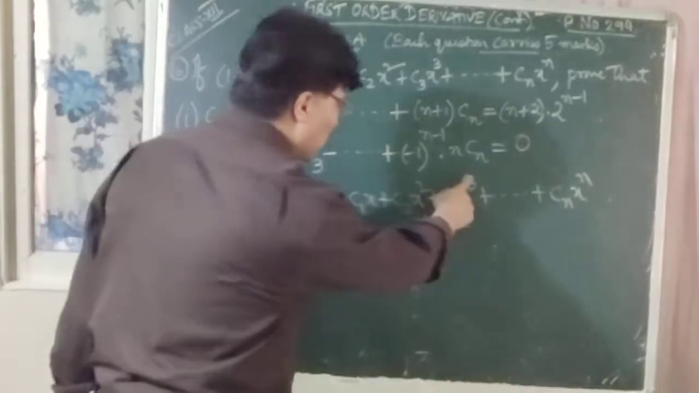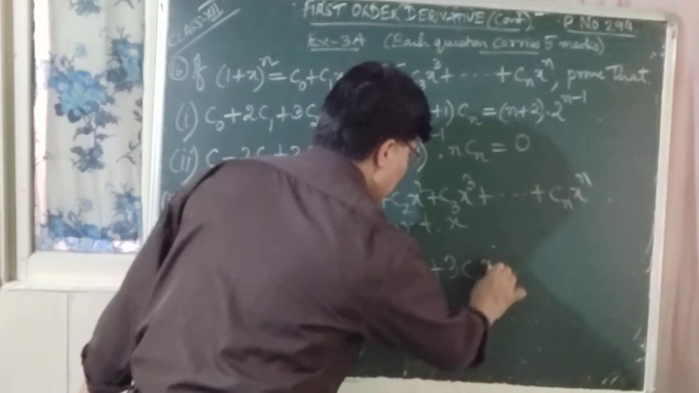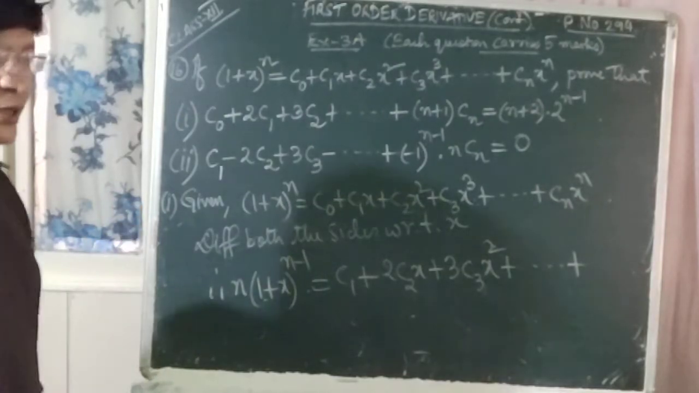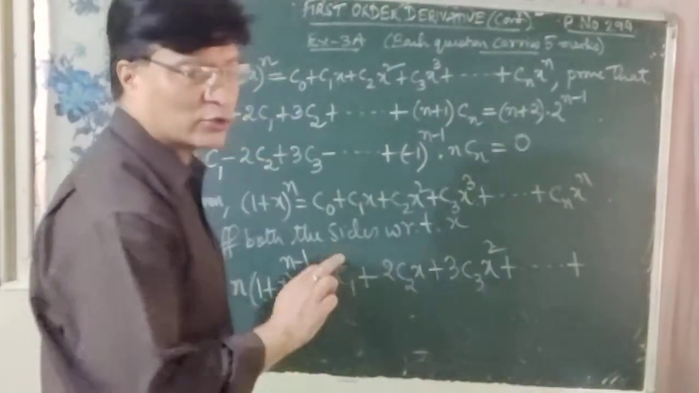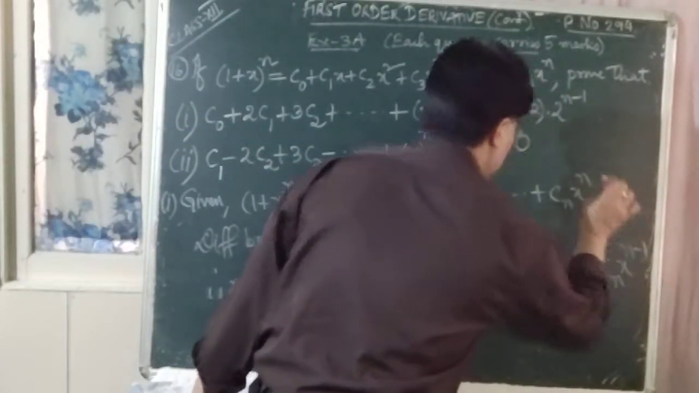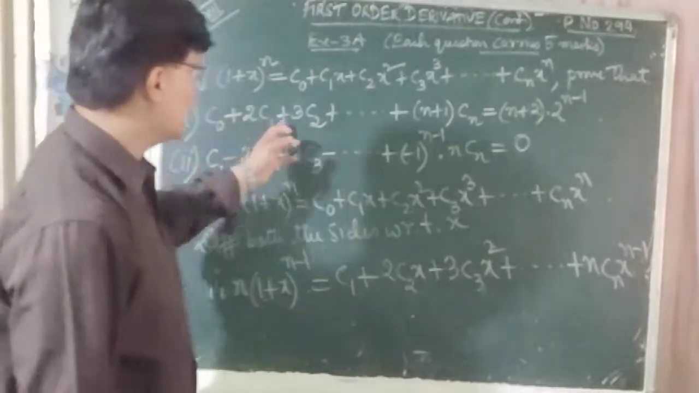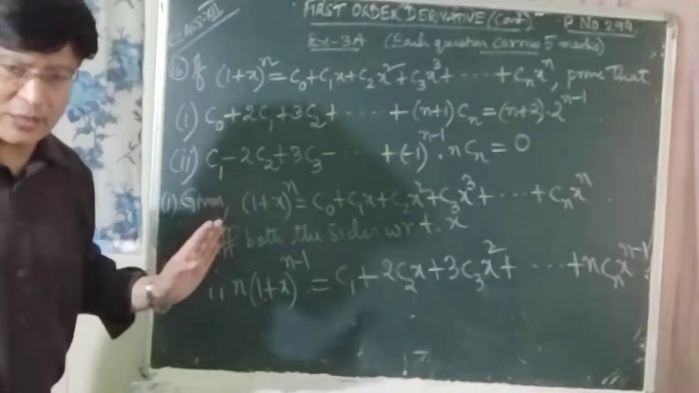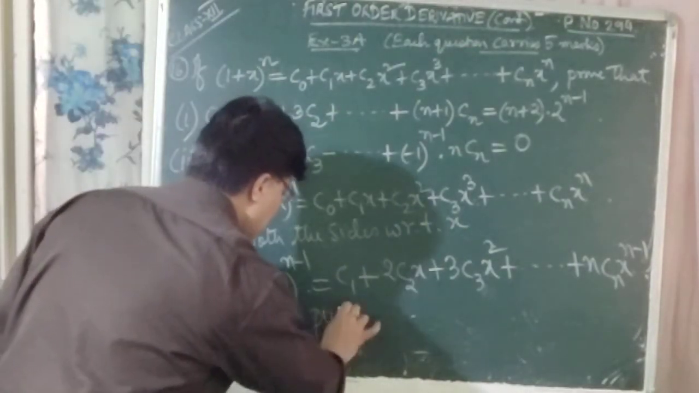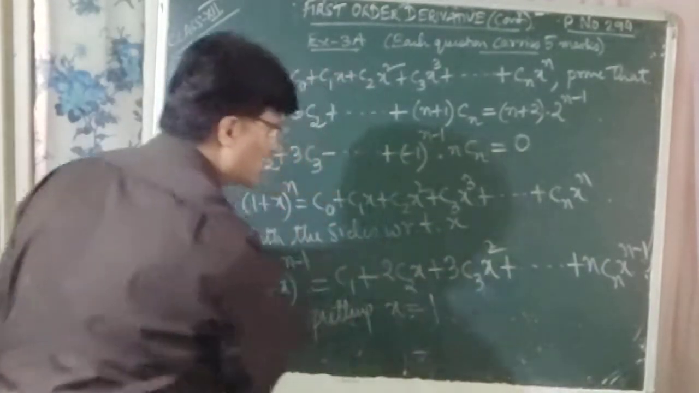Plus, next one, what is the differentiation of x cube? It is 3x squared, so it is 3c3x squared plus ... And next, what is the differentiation of x to the power n? It is n into x to the power n minus 1. So here you can write ncnx to the power n minus 1. Is it clear now? But now in this case, in number one relation, there is no x out there. So that means you put x is equal to 1 here. Okay? So putting x is equal to 1 in these equations, what do we get?